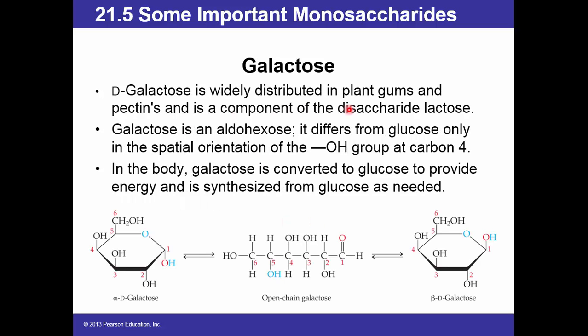Galactose, D-galactose, is widely distributed in plant gums and pectins and is a component of the disaccharide lactose. So this is the Haworth structure of alpha D-galactose. As you can see, this is the open chain, an aldohexose. Galactose differs from glucose only in the spatial orientation of the OH group at carbon 4. 1, 2, 3, 4 here. The OH, instead of up, it's down in glucose.